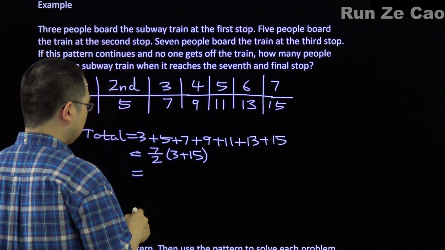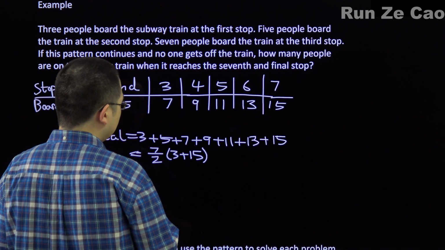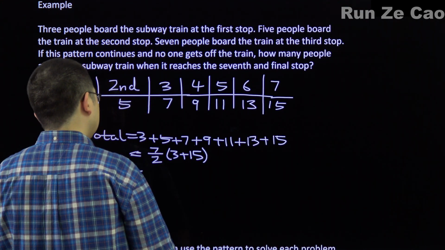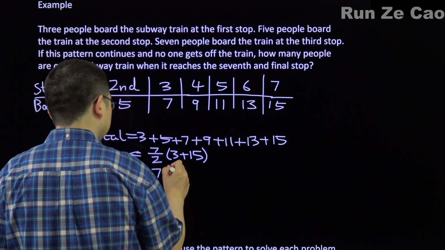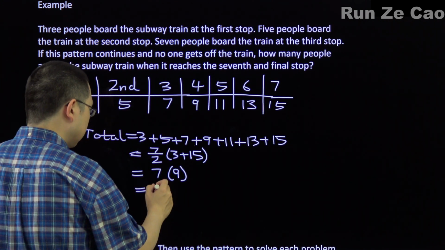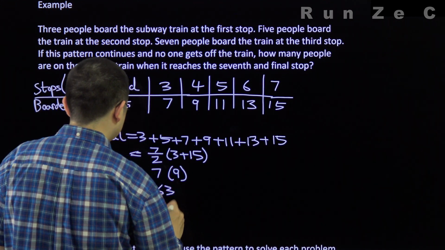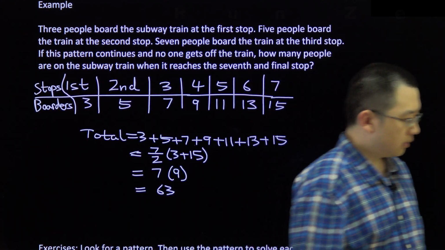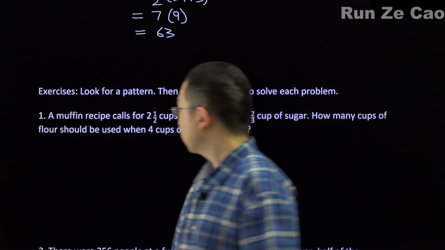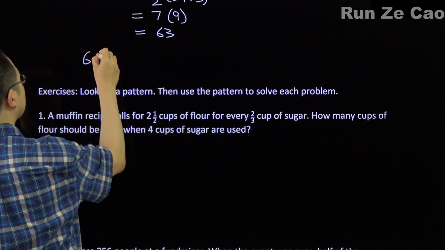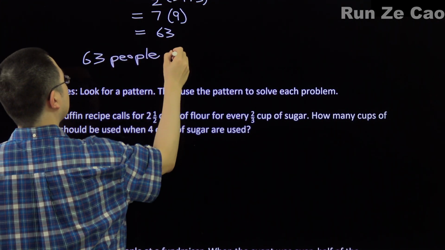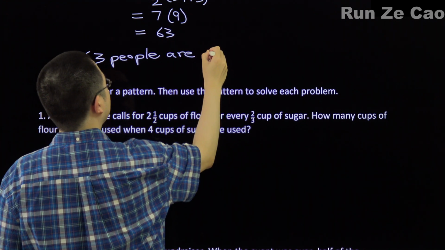So you're looking at 7 over 2 times 3 plus 15, so 18. In other words, 7 times 9, or 63. So there are 63 people on the train. People are aboard.